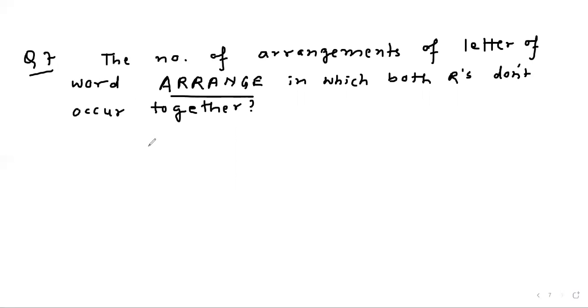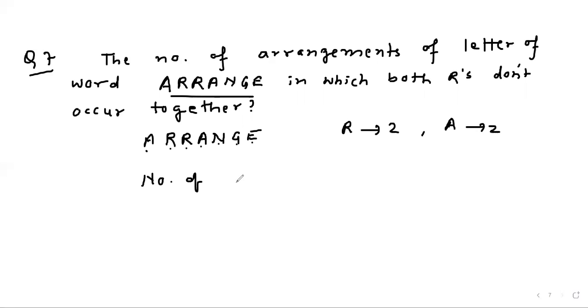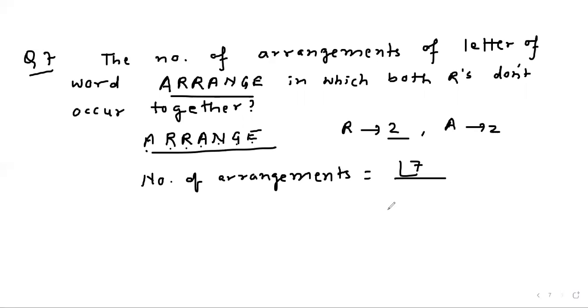So here ARRANGE is a 7-letter word: A, R, R, A, N, G, E. 1, 2, 3, 4, 5, 6, 7. And R is occurring 2 times and A is also occurring 2 times. So number of arrangements is equal to total number of letters factorial, so factorial 7 divided by factorial 2 into factorial 2.